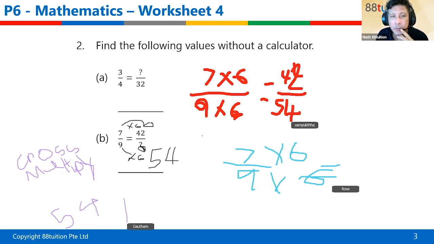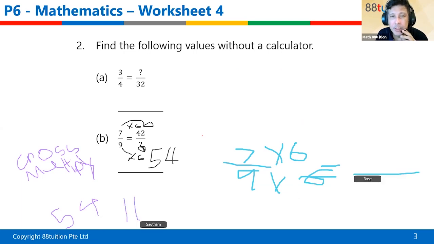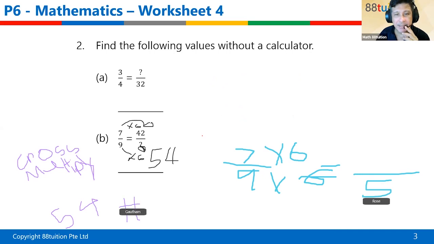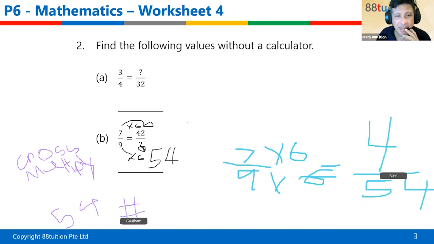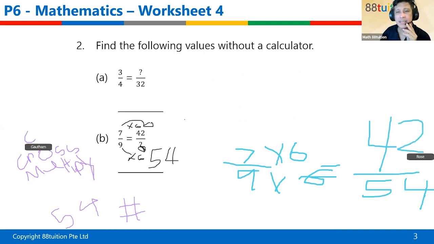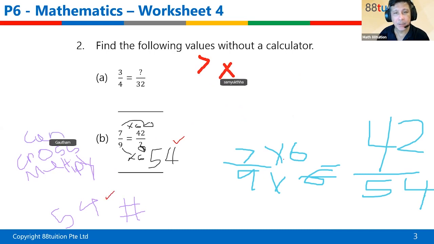And so we know the numerator must be 42. That's why we need to multiply by 6. And then therefore the denominator, you also multiply by 6. Okay, and that's why you get 54. All right, well done, all of you who have participated. Okay, 54 at the bottom is correct.